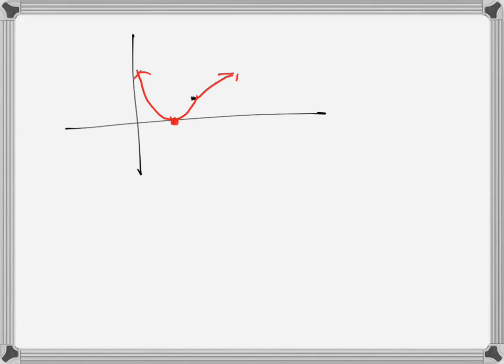So this is the point of inflection, which is (e, 1), and this one is the stationary point, which is (1, 0). So that's how the curve will look.